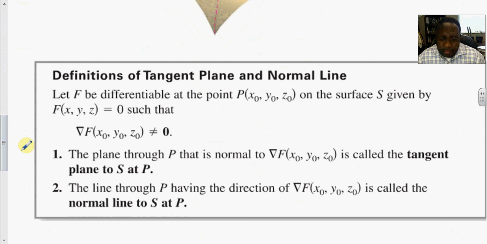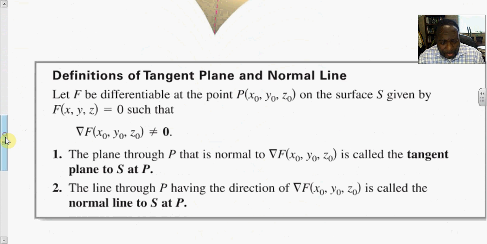The definition of the tangent plane and the so-called normal line: let f be a differentiable function at the point P on some surface S given by capital F of x, y, z equal to 0, and hopefully the gradient does not zero out. The gradient of f at that particular point is not 0. So the plane through P that is normal to the gradient is called the tangent plane to S at P. And then the line through P having the direction of the gradient of f is called the normal line to S at P.